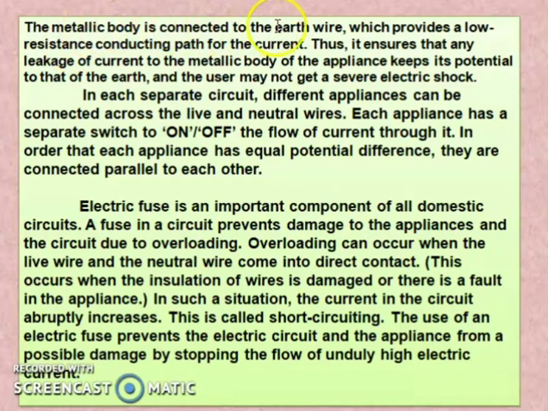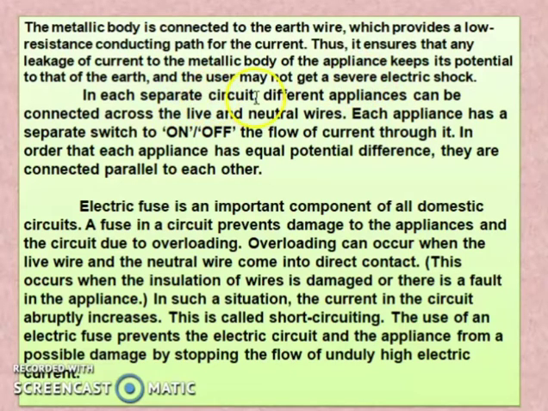The metallic body is connected to the metal earth wire, which provides a low resistance path for the current. Thus, it ensures that any leakage of current to the metallic body of the appliance keeps its potential the same as that of earth, so a person may not get a serious electric shock.